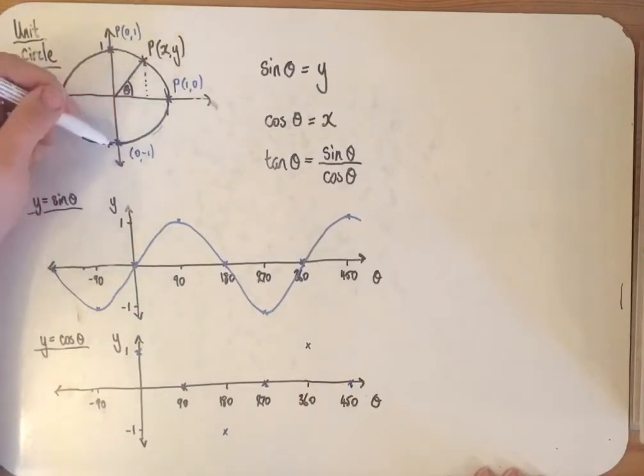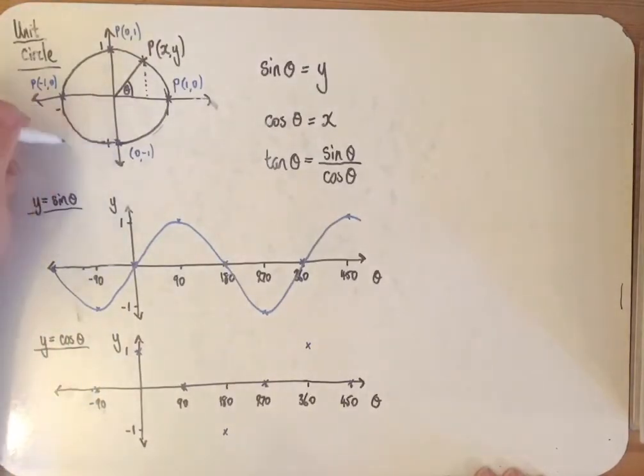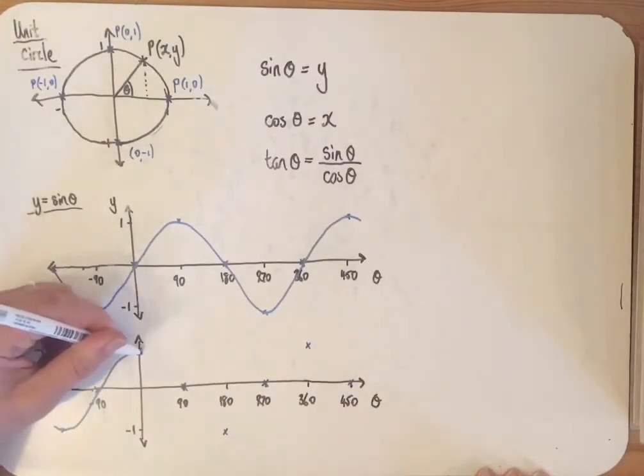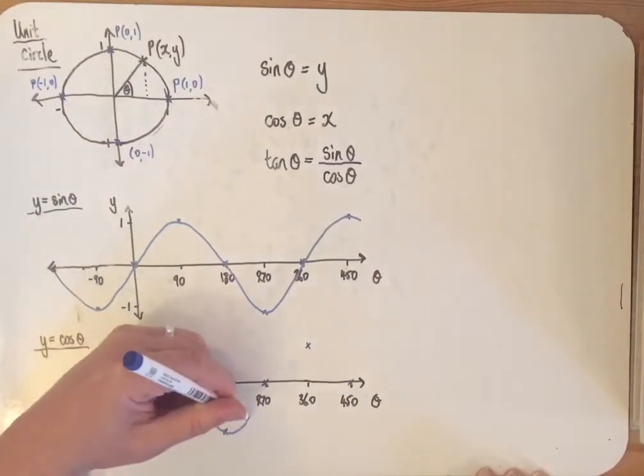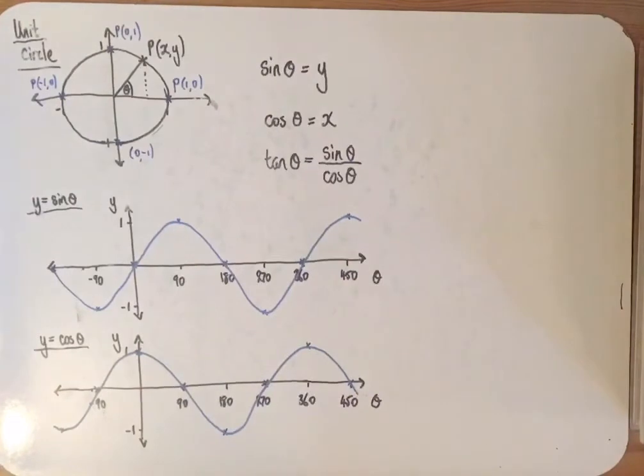So at minus 90, the x coordinate is 0, and then at minus 180, the x coordinate is minus 1. And so the cos curve is looking like so. Sine and cos have exactly the same shape, so they are the same shaped curves, which is how they look. Tan theta, slightly more difficult.